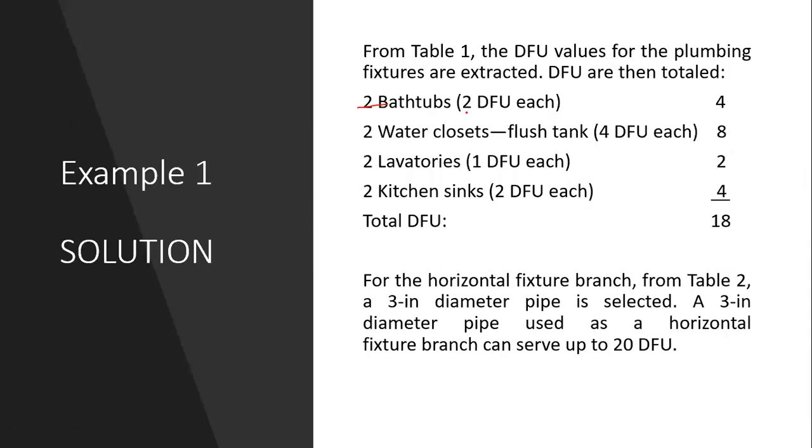So, 2 times 2, the DFU is 4. So, 2 water closets times the DFU of 4 is 2 times 4 is 8. And 2 laboratories, the drainage fixture units is 1, so 2 times 1 is 2. 2 kitchen sinks, the drainage fixture units is 2, 2 times 2 is 4. So, the total of drainage fixture units is 18.